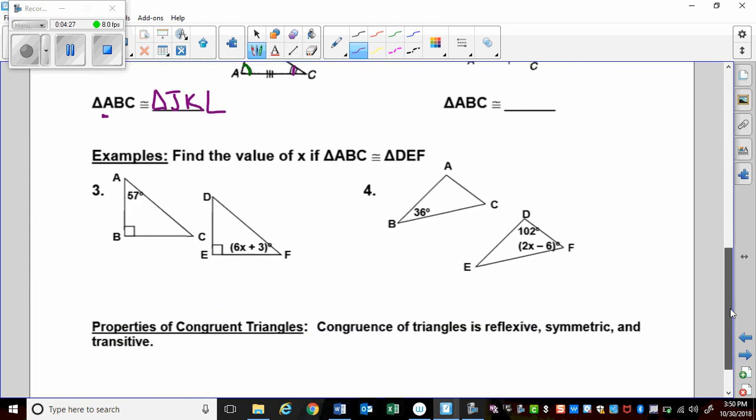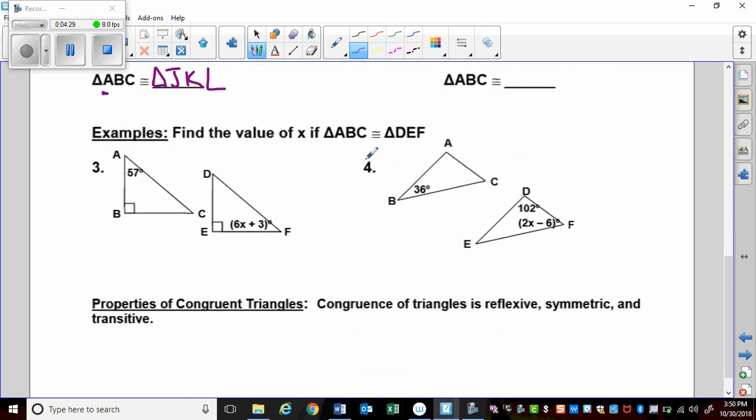Find the value of X if ABC is congruent to DEF. So this is when we're going to involve some algebra. If they give me my congruency statement, I know which angles are equal or congruent. Angle A is my first one. That one has to be equal to angle D. So if angle A is 57, then angle D is 57. I'm going to plug it in.